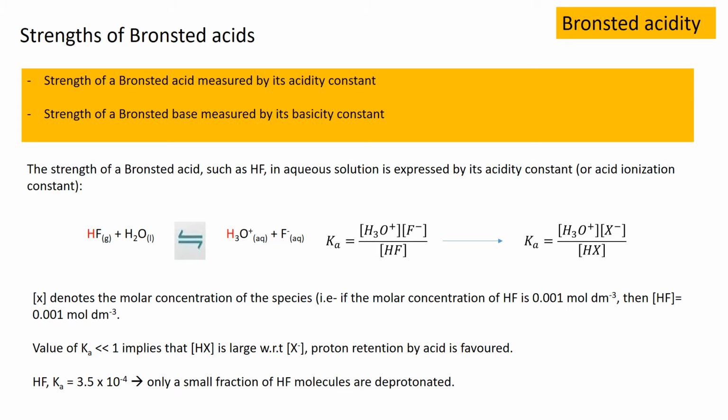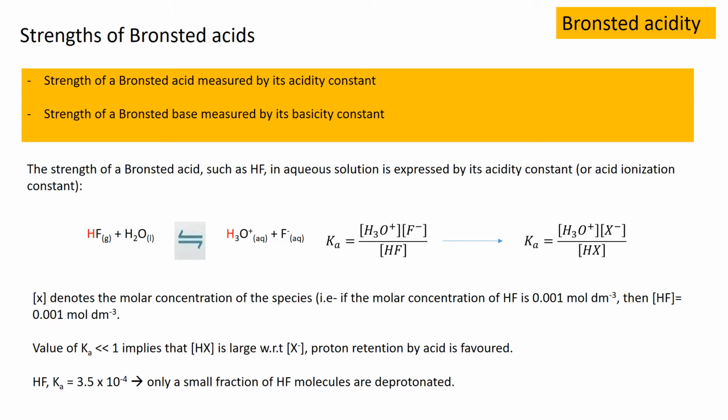And I can express that equilibrium in the form of the acidity constant. So here, the acidity constant Ka is equal to the concentrations of the products, H3O plus and F minus, divided by the concentration of the reactant, HF. And you'll note I don't include water in this because it's the solvent and it's present in very, very large concentrations. I show you there just a generalized scheme on the far right-hand equation. And here X just denotes the molar concentration of the species in question.